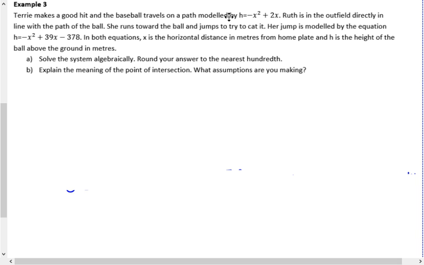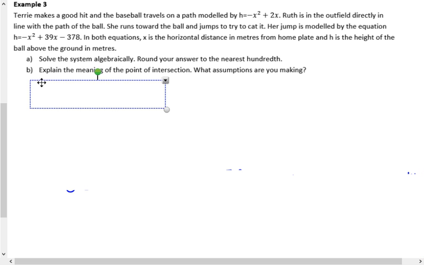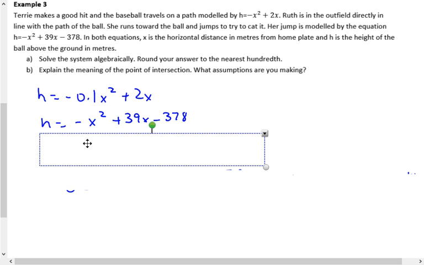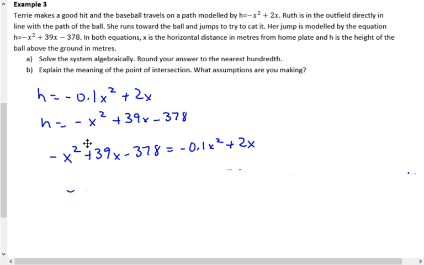Basically, Terry's hitting the ball, Ruth is running towards the ball, and she's going to jump up and catch it. Obviously, we want to know at what height and horizontal distance away from the home plate the ball is caught. Our two equations that we'll work with are these. Right off the bat, we can see that h is equal to this, and it's also equal to this. So what we can do is substitute and set those two equations equal to one another.